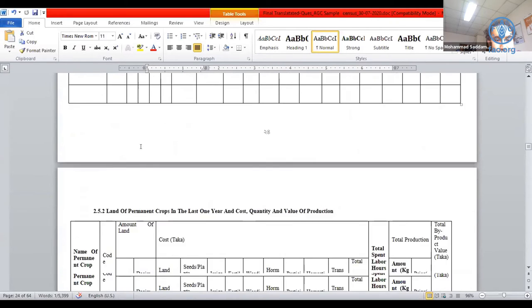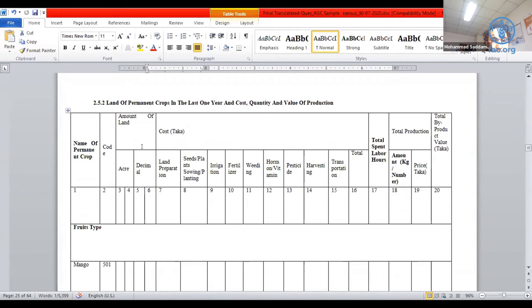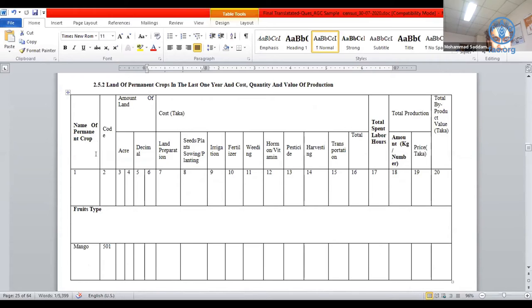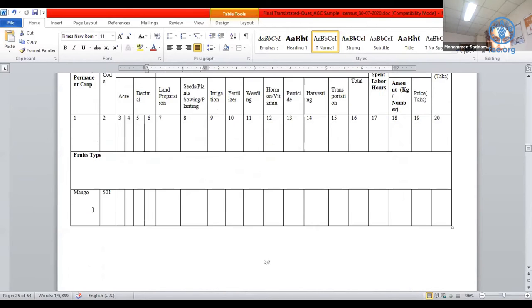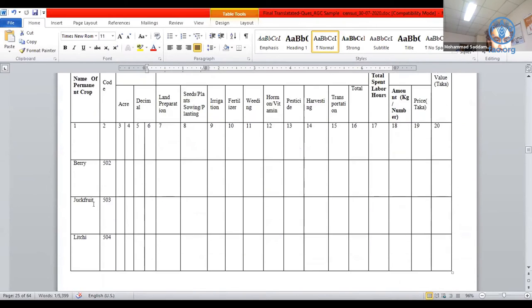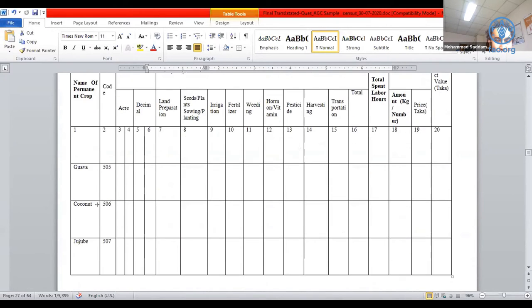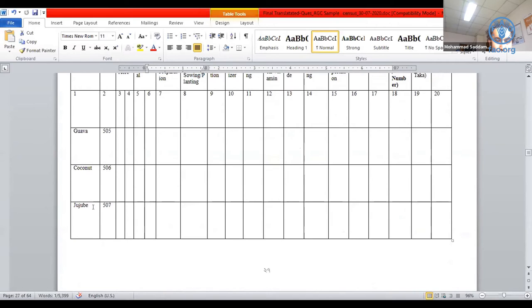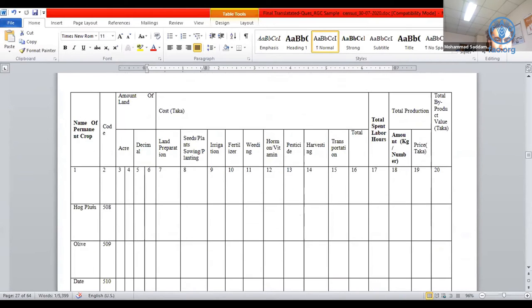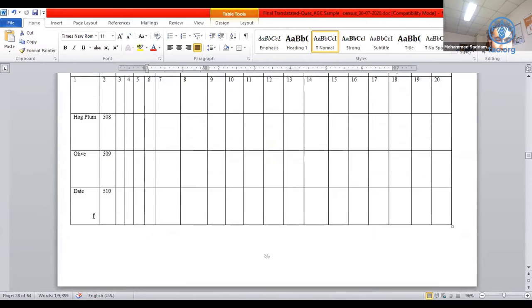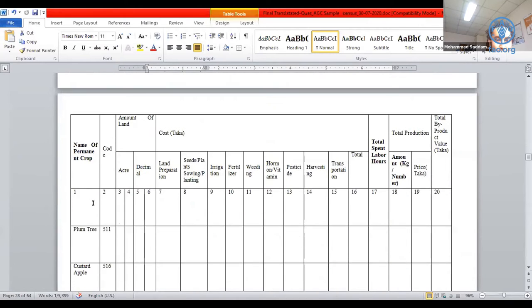This is the land for permanent crops. For the permanent crops, it's 2.5.2, the land of permanent crops in the last 1 year, and relevant cost, quantity, and the value of productions. So see, these are the permanent crops, like mango, berry, jackfruit, lychees, guava, coconut, jujube, and hog palm, olive, dates. These are the permanent crops, plum tree, custard.